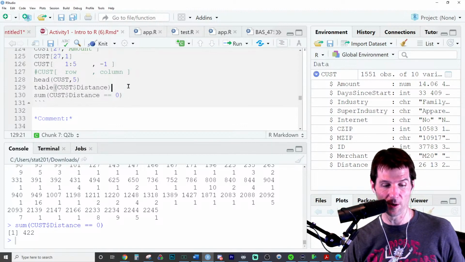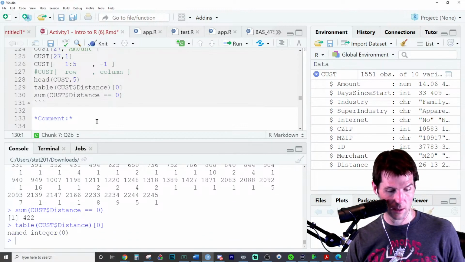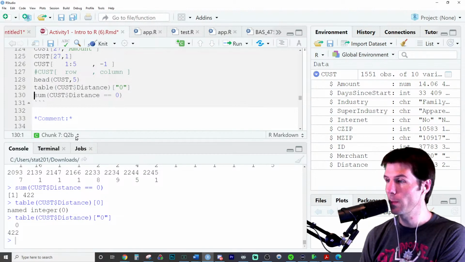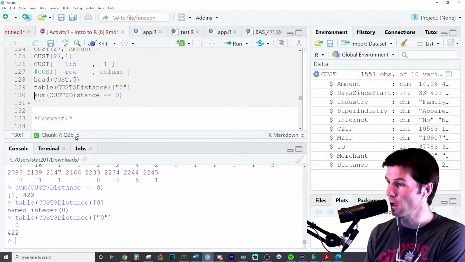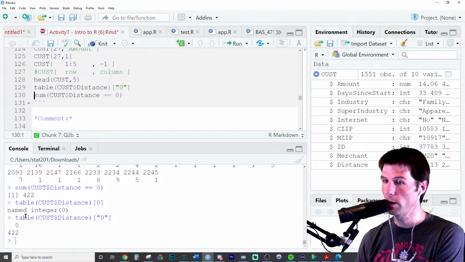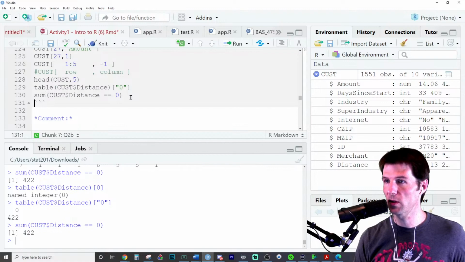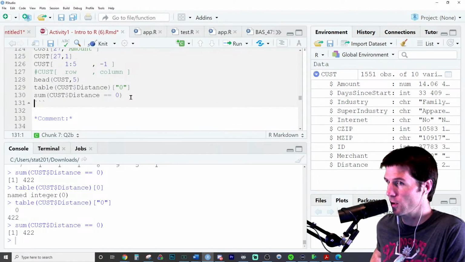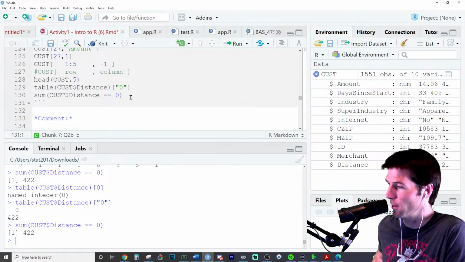You could also take your table, and you might be able to do this. Ooh, we can't do that. Can we do this? There we go. We can go to position 0 of the table because it's a named vector. So these are people who had a distance of 0, and then this was doing a logical test to see if people had a distance of 0 and summing them up.